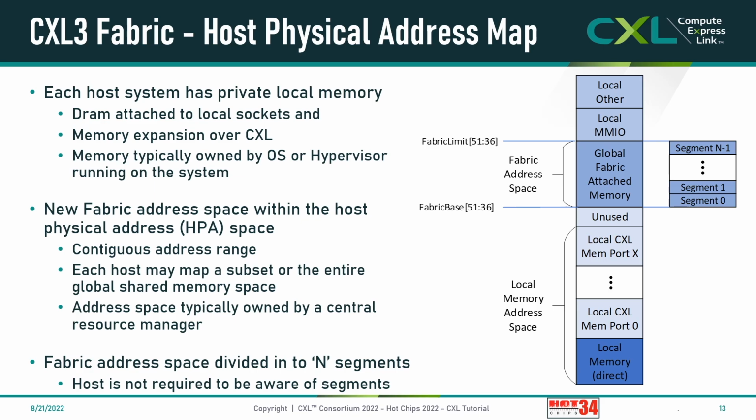The fabric address space is subdivided into segments. Each segment is mapped to a GFAM device. Note that it is acceptable to map multiple segments to a single GFAM device. This may be a common practice to handle some GFAM devices with a small capacity memory, such as possibly DRAM, and other GFAM devices with large capacity, such as storage class memory. A host does not need to be aware of segments. Rather, the ingress port of a CXL switch must have the ability to identify which segment a GFAM reference belongs to and route the request appropriately.